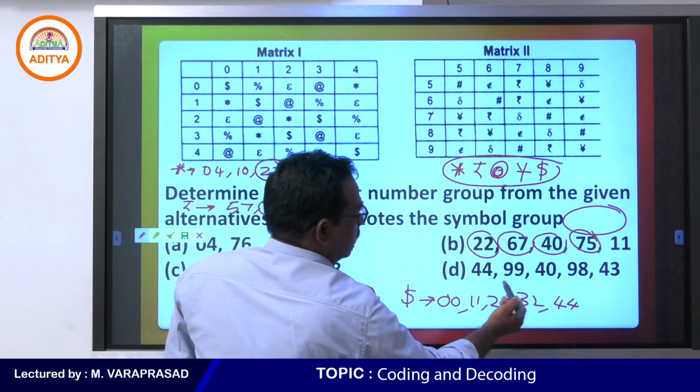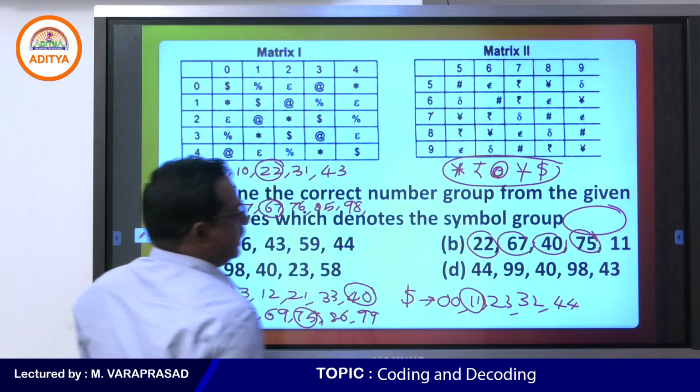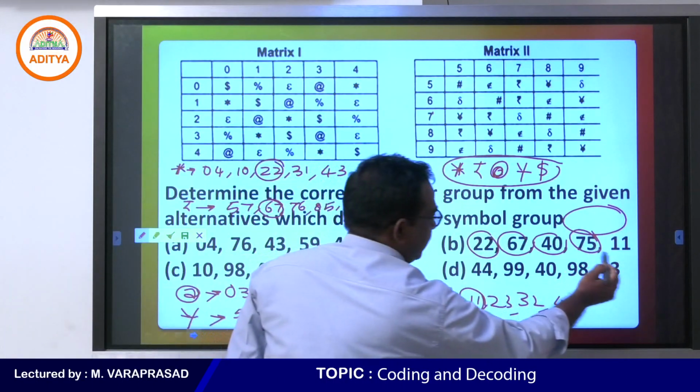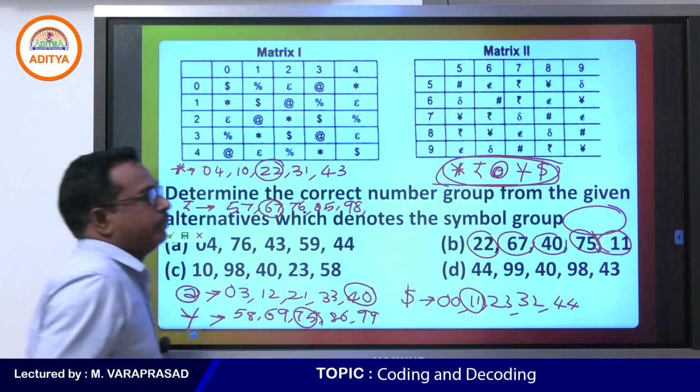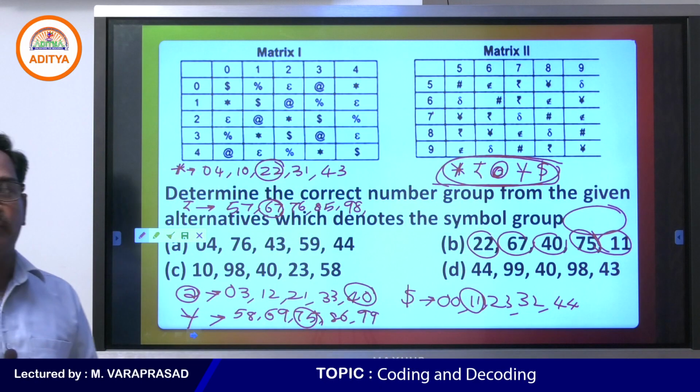Next, 11 is there here. Yes. So option number B is giving the answer for these symbols code. Option number 2. Many of you have written it, I think.